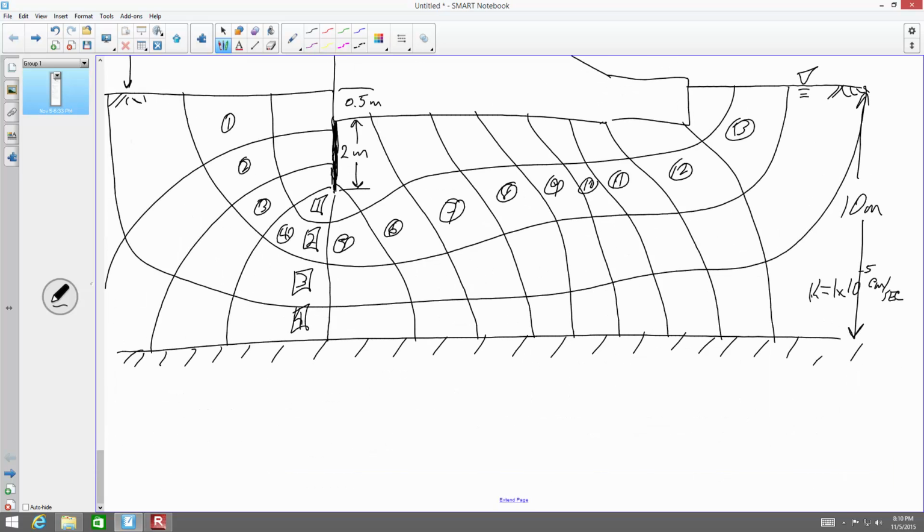Let's move down here a little bit. So that's little delta H, right? 700 divided by 13. What's that give you? Cheat, I've got all these worked out already. 50 centimeters per drop.